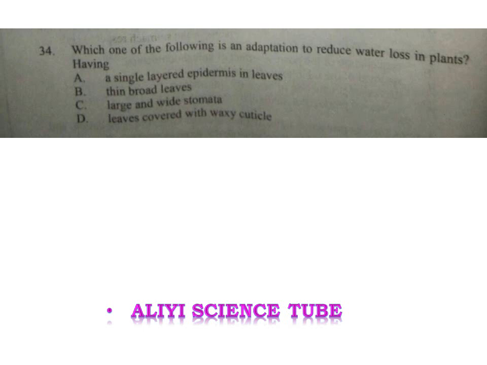Okay, question 34. Which one of the following is an adaptation to reduce water loss in plants? A. Having a single layer epidermis in leaves, B. thin broad leaves, C. large and wide stomata, D. leaf covered with waxy cuticle.